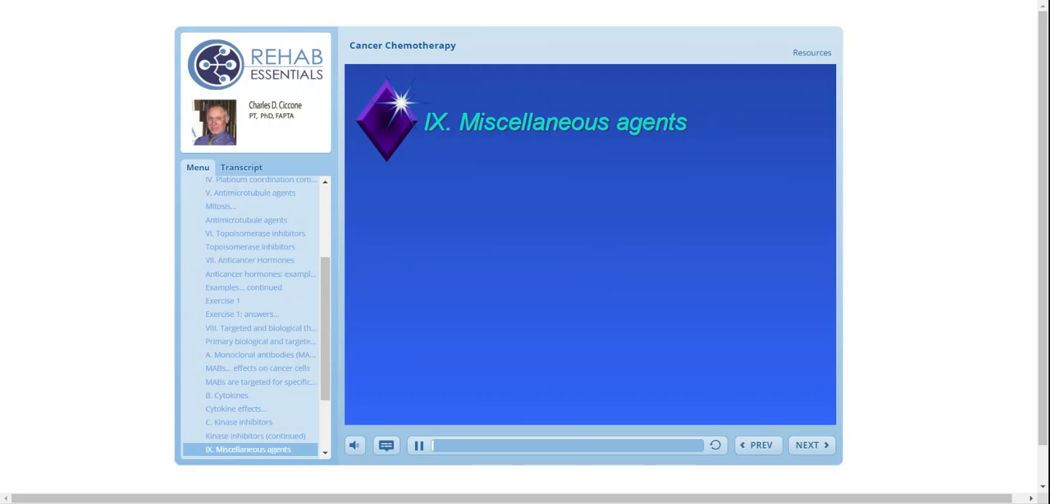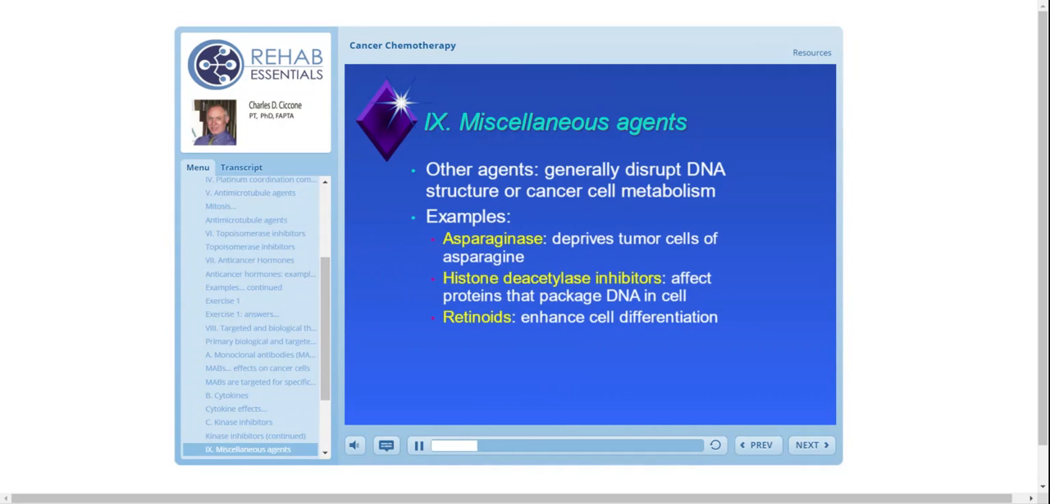And finally, there's a group of miscellaneous agents that in some way are also trying to disrupt DNA structure or cancer cell metabolism. These drugs just don't use one of the mechanisms we've seen in the previous categories. Some examples: there are drugs that act as an asparaginase that deprives the tumor cell of an important growth factor, asparagine, that the cancer cell needs to grow and divide.